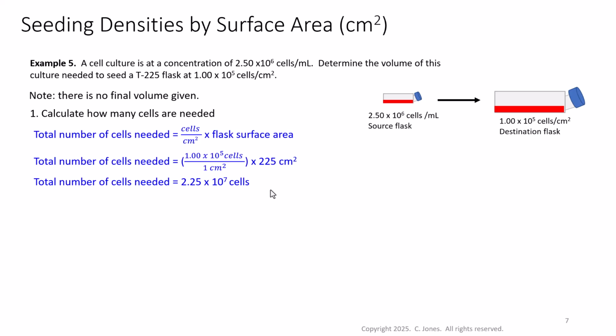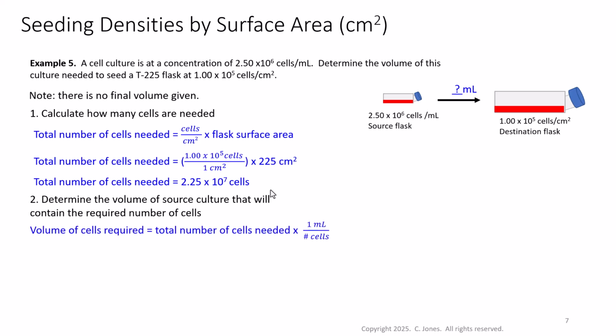So now that we know how many cells we need, we calculate the volume of the source culture that will contain 2.25 times 10 to the 7th cells. So again, we're back to how many mils do we need. But this is not going to be a C1V1 equals C2V2 problem, because we don't have the third number. We don't have the final volume here. We just have a starting density and we have a cells per centimeter squared amount.